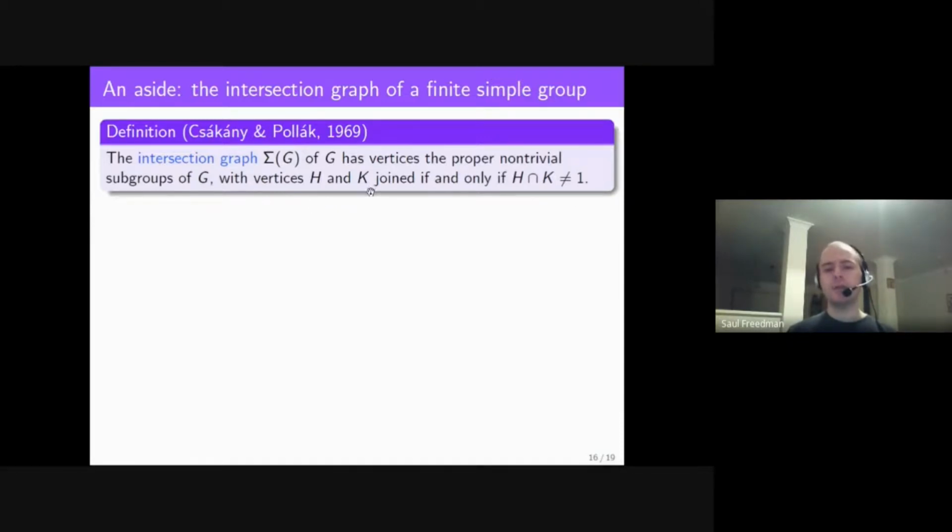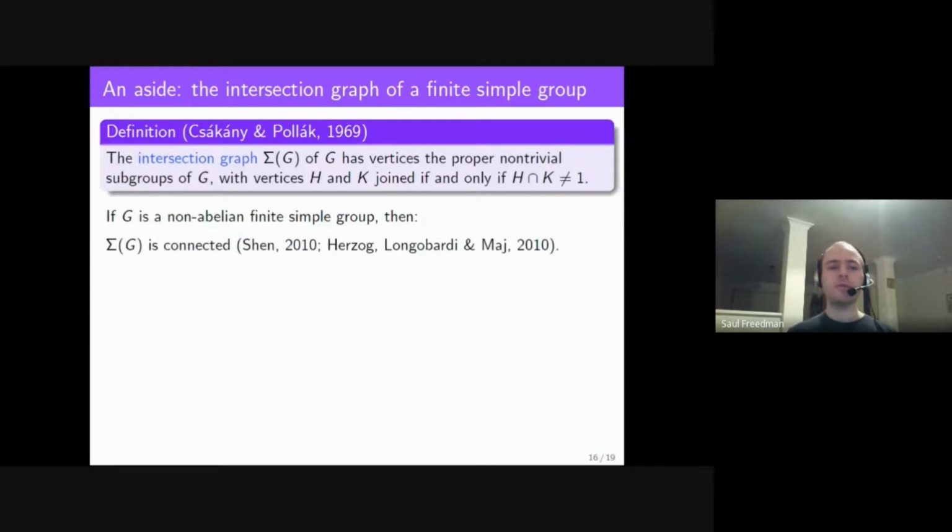Now this graph is actually related to gamma of G, or more precisely to the non-generating graph of G, because if the subgroups H and K intersect non-trivially, then any element in this intersection will be joined directly to any element in H and any element in K in the non-generating graph. Okay, so in this talk, we'll focus on the case where G is a non-abelian finite simple group. And so certain things are known.